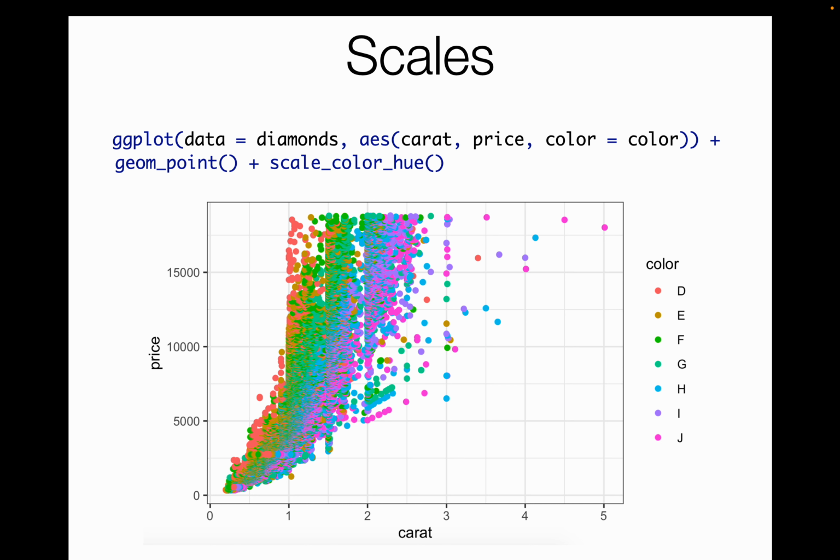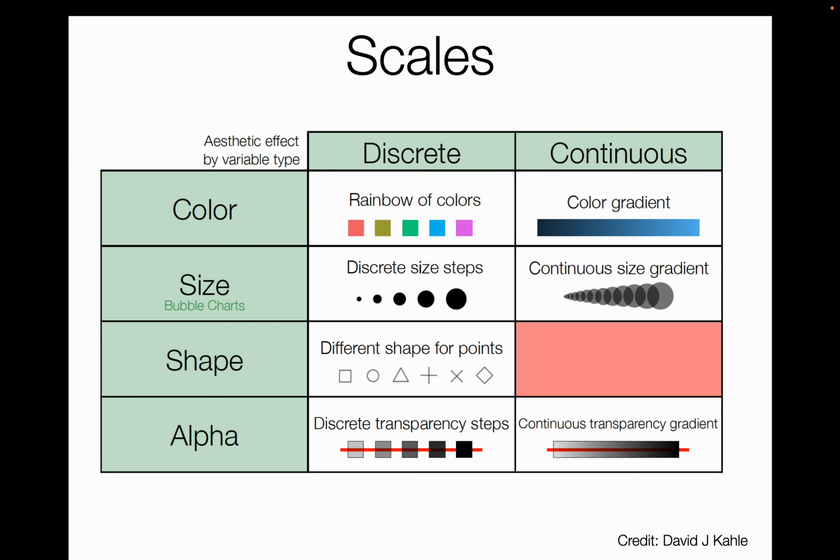Each of the words that are separated by an underscore means something, and I'll go over that in just a second. But here I'm changing the scale to a hue. So here's a little table that helps you think about what those scales might be for a discrete variable or a continuous variable.